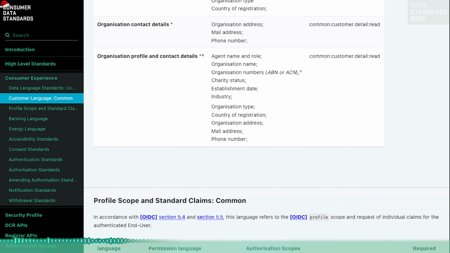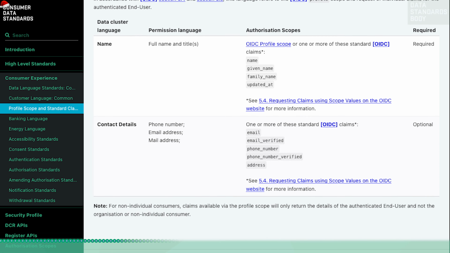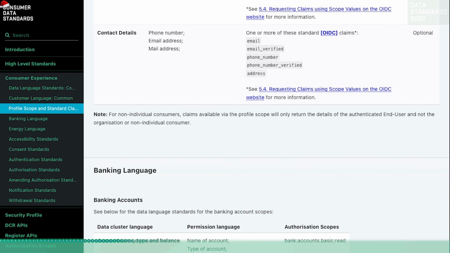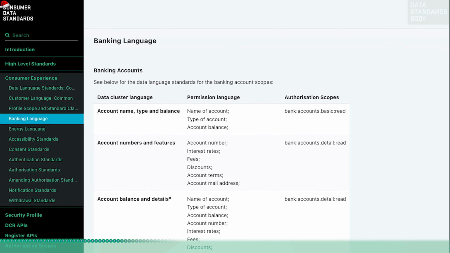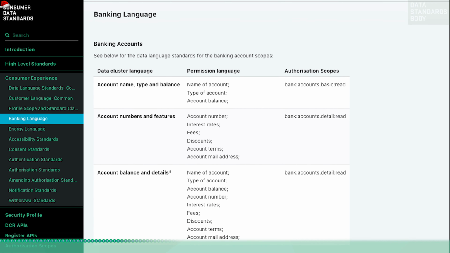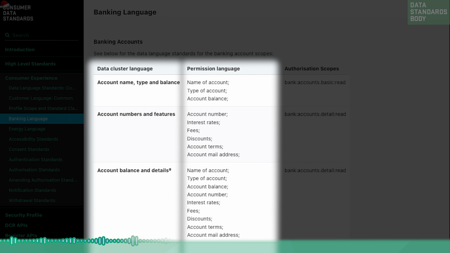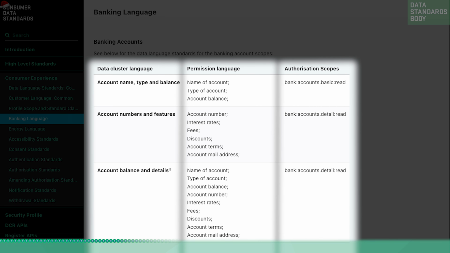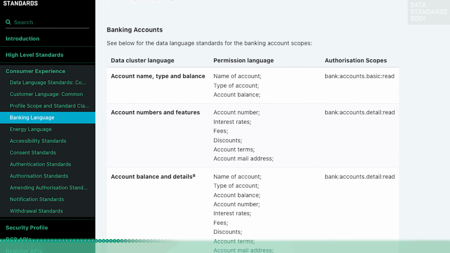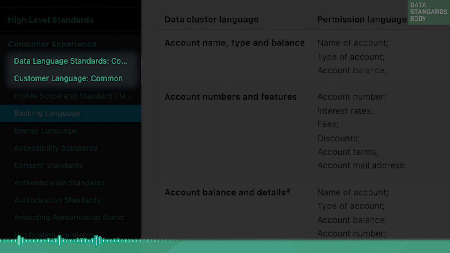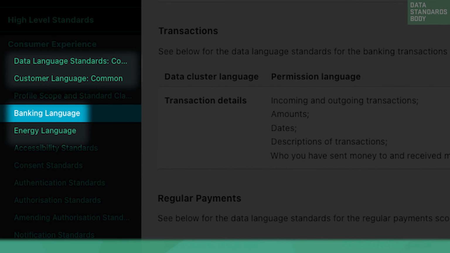Authorization scopes serve to limit the scope of consents granted by consumers to share data. The data cluster language maps to authorization scopes. For each data cluster, there are related permissions and a related authorization scope. There are common data language standards and data language standards specific to each sector.